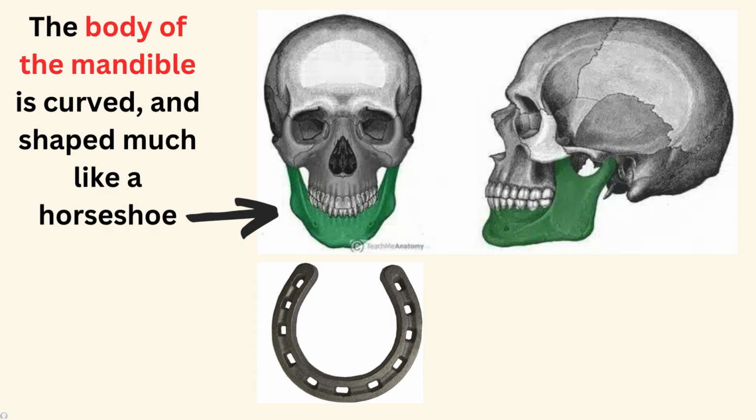The body of the mandible, as you can see, is curved and shaped much like a horseshoe, as you can see in the picture down below. This is what a horseshoe looks like. So it looks just like a horseshoe. The body of the mandible is horseshoe shaped. From back to front, there is a connection, just like an incomplete circle.